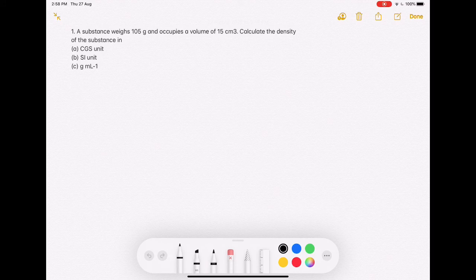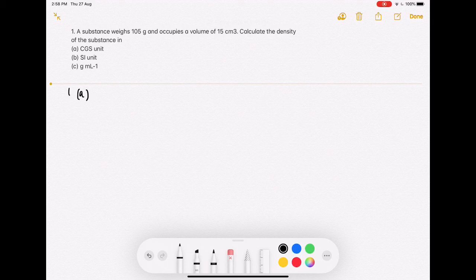Now, in the first question, a substance weighs 105 grams and occupies a volume of 15 centimeter cube. You have to calculate the density of the substance in CGS unit, SI unit and gram per milliliter. So the same density you have to express in three different units. Now let us see the first part.